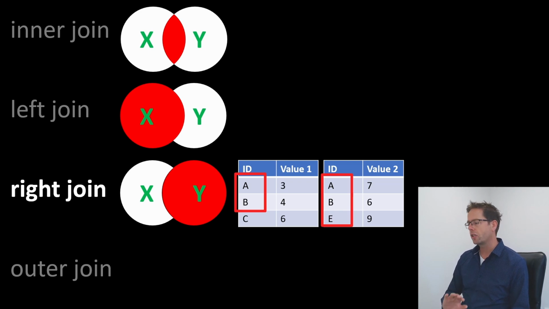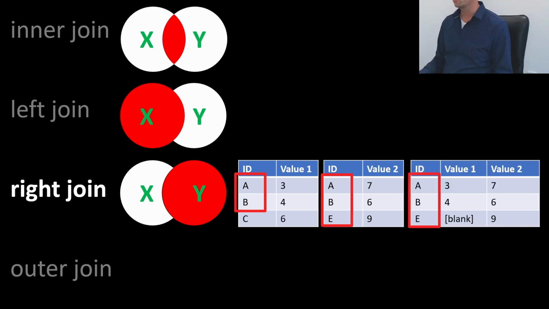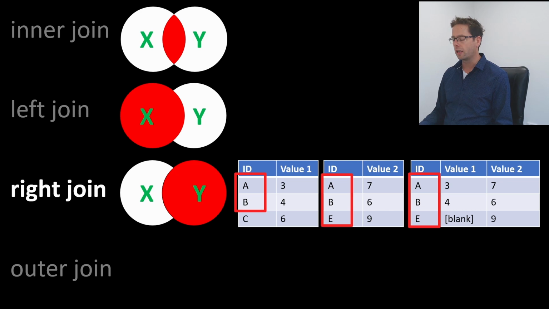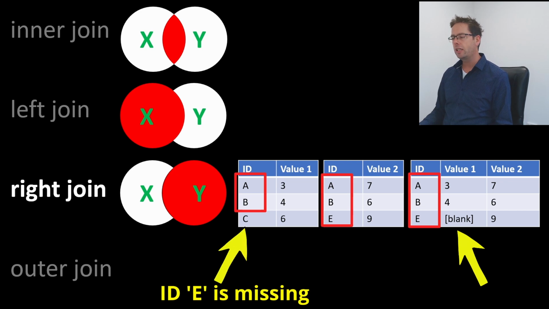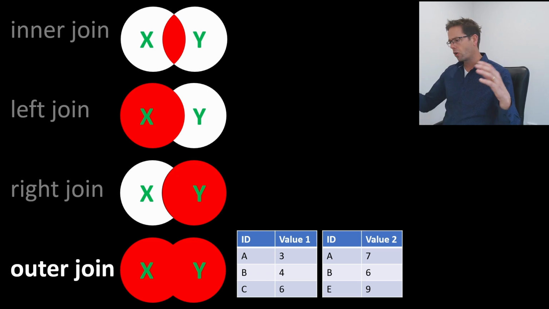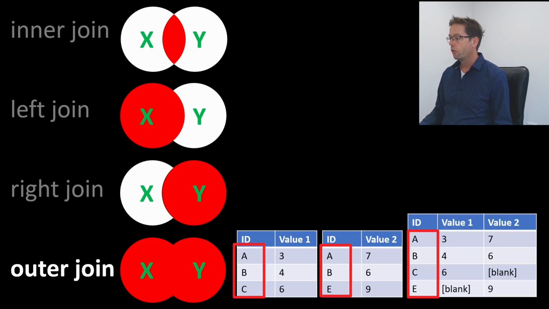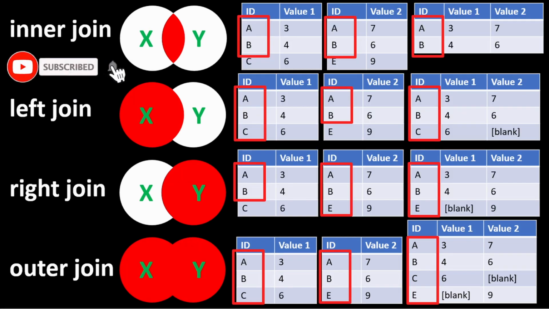When we do a right join, we do basically the opposite. So we say, give us everything from the second table, from table Y, and fill in the data from X where it matches. So as a result, you get again 3 rows. In this particular case, we get A, B, and E, where the value 1 of E is blank because E was missing in table X. When we do an outer join, we say give us everything. So in this particular case, the result is a table of 4. We get A, B, C, and E with 1 blank value for C in value 2 and a blank value for E in value 1. And these are all the 4 methods combined in case you want to pause and have a closer look.